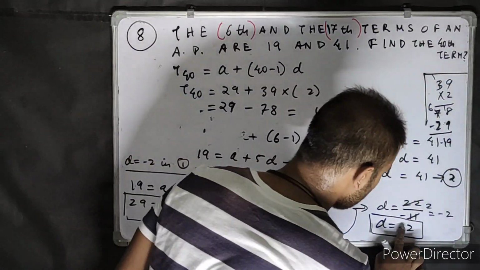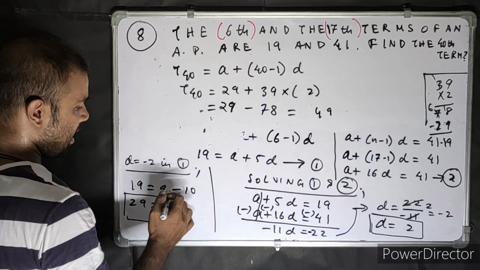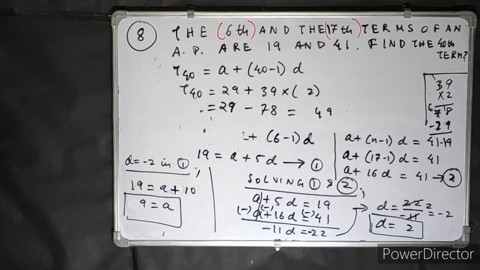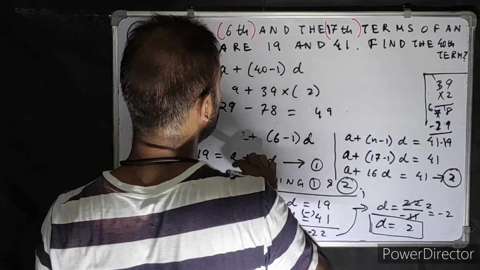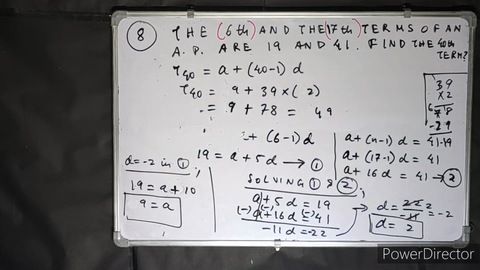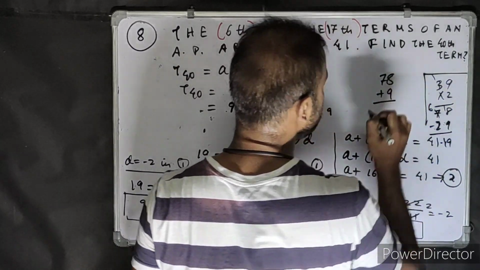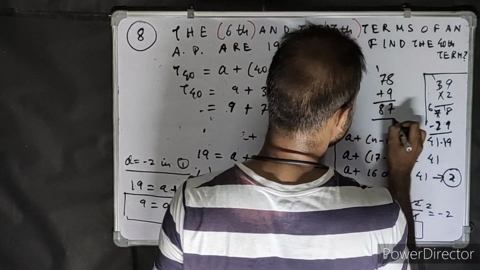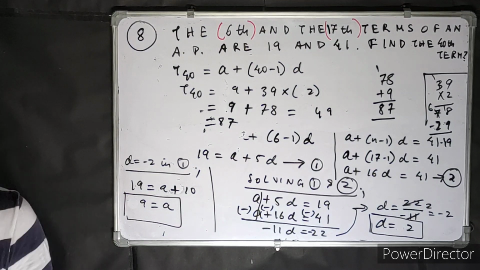Because D is now 2, please change. D is 2, that means over here I have a plus 10. That means A is 9. So over here I have 9, then I have a 2 over here, that's 78 plus 9. When you add that up, 39 times 2 is 78, plus 9 is 87. So that is 87.